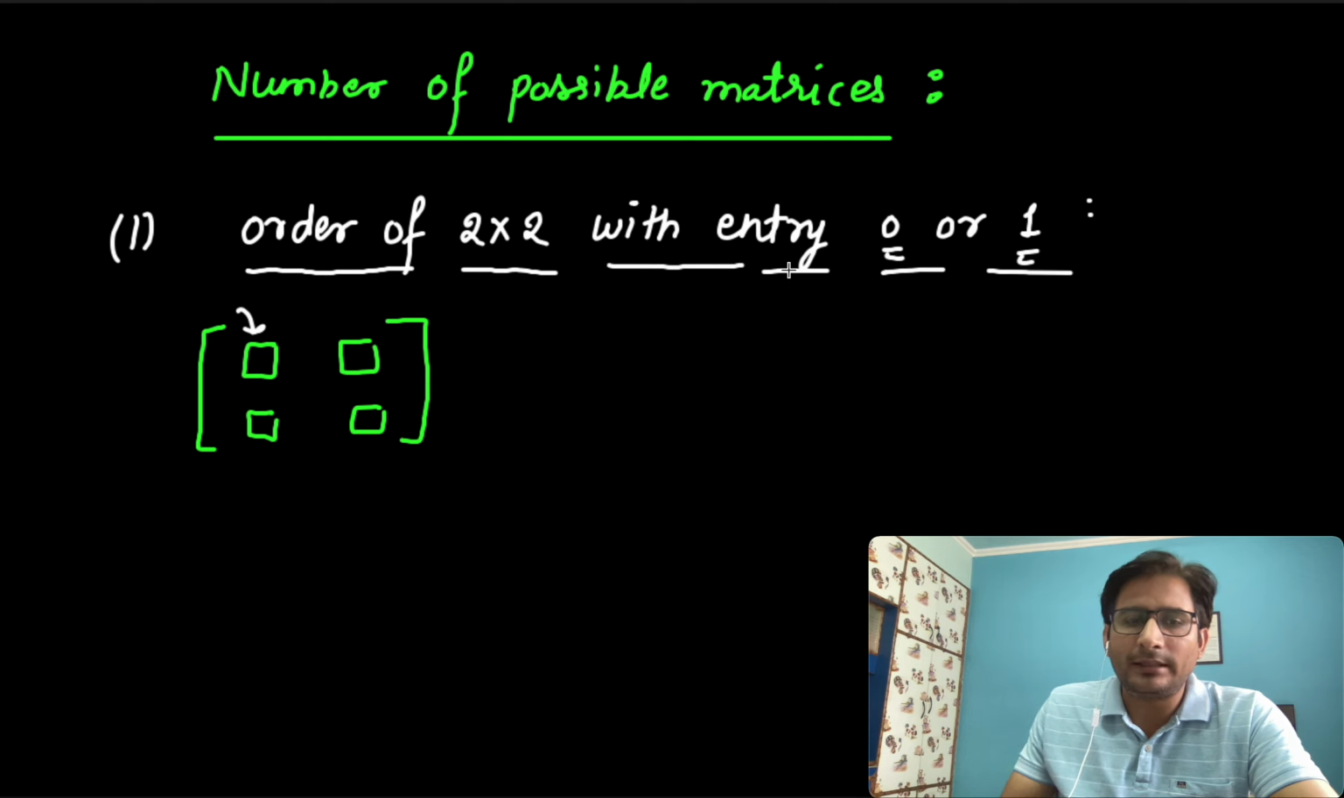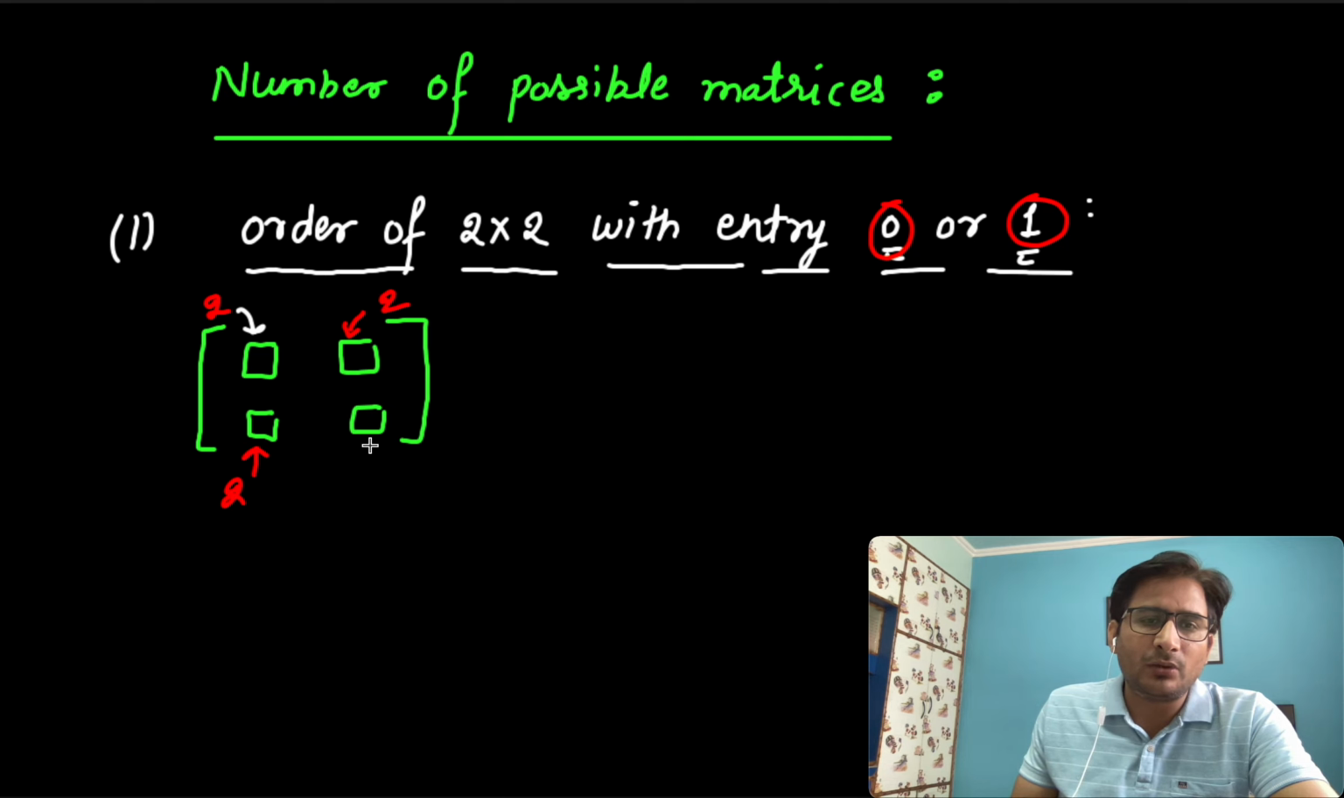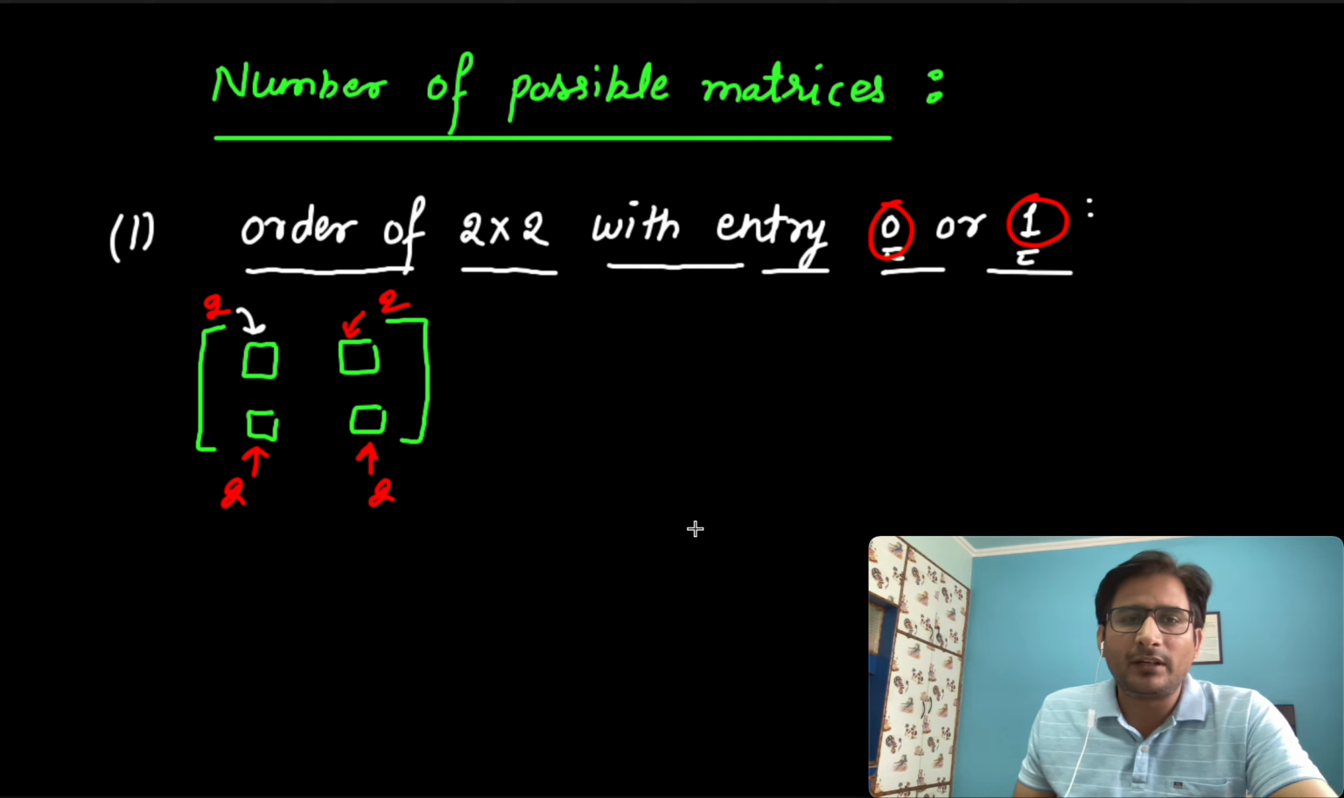We have the two entries 0 and 1. I can fill 0 here and I can fill 1 here. So it can be filled in two ways, either I can write 0 or 1. This entry can also be filled in two ways, this can also be filled in two ways, this number can also be filled in two ways.